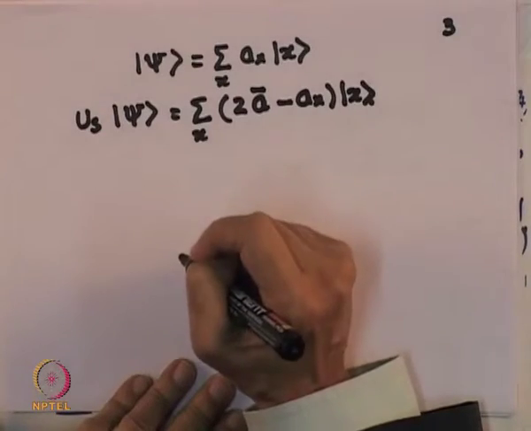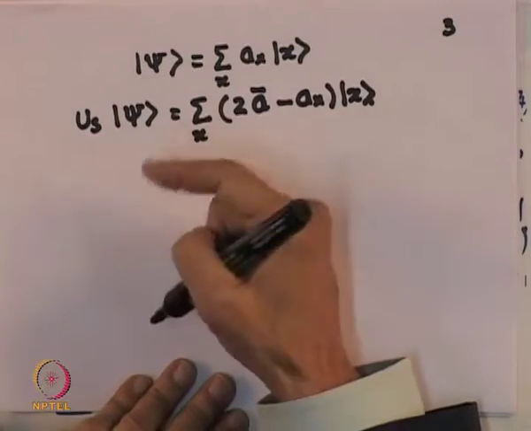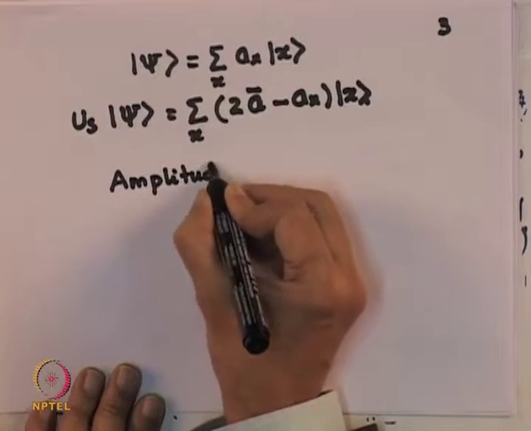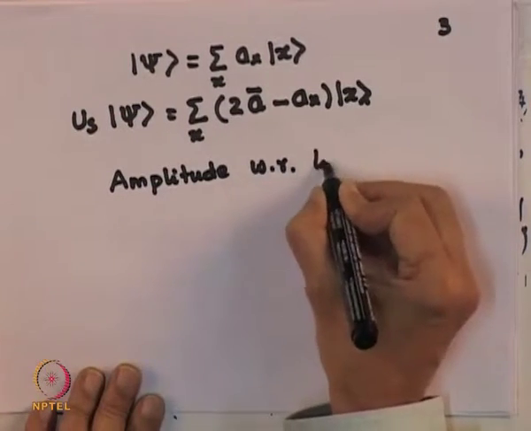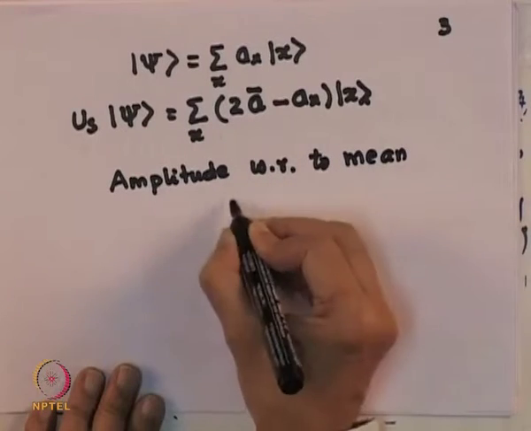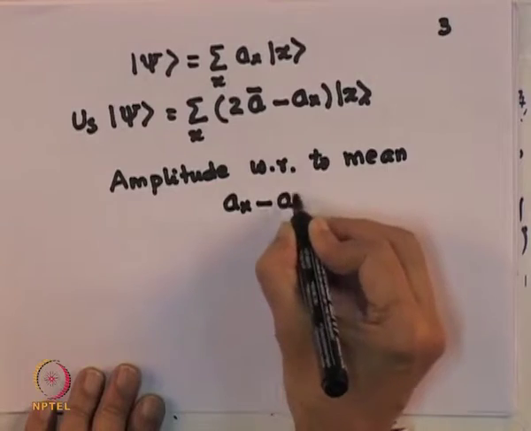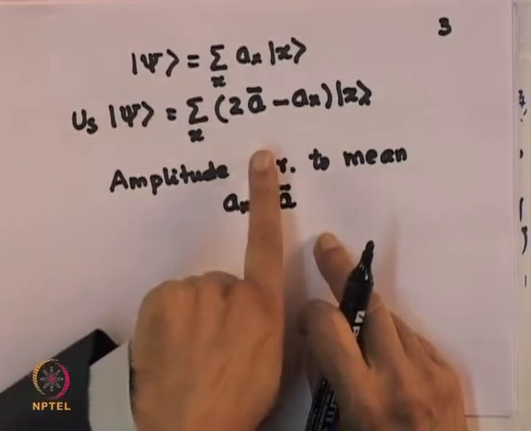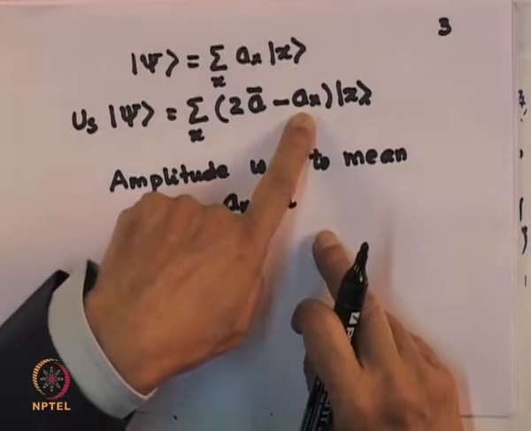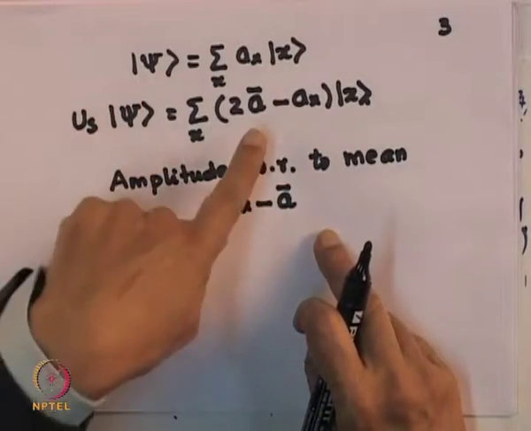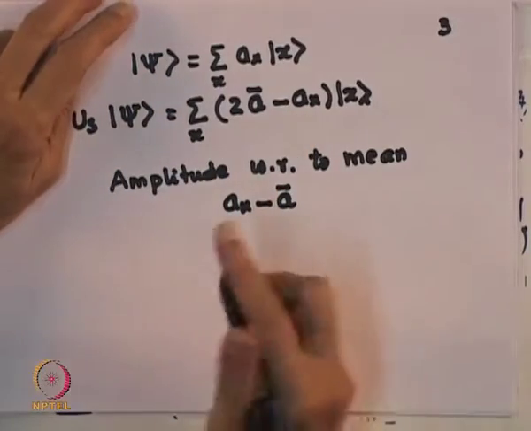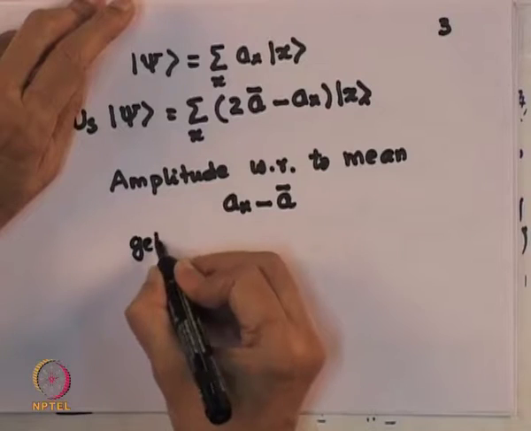Now suppose I measure the amplitude with respect to the mean. Then my initial amplitude with respect to the mean was AX minus A bar, and since my final amplitude is 2 A bar minus AX, if I compute it with respect to A bar, this becomes A bar minus AX. So this gets inverted.